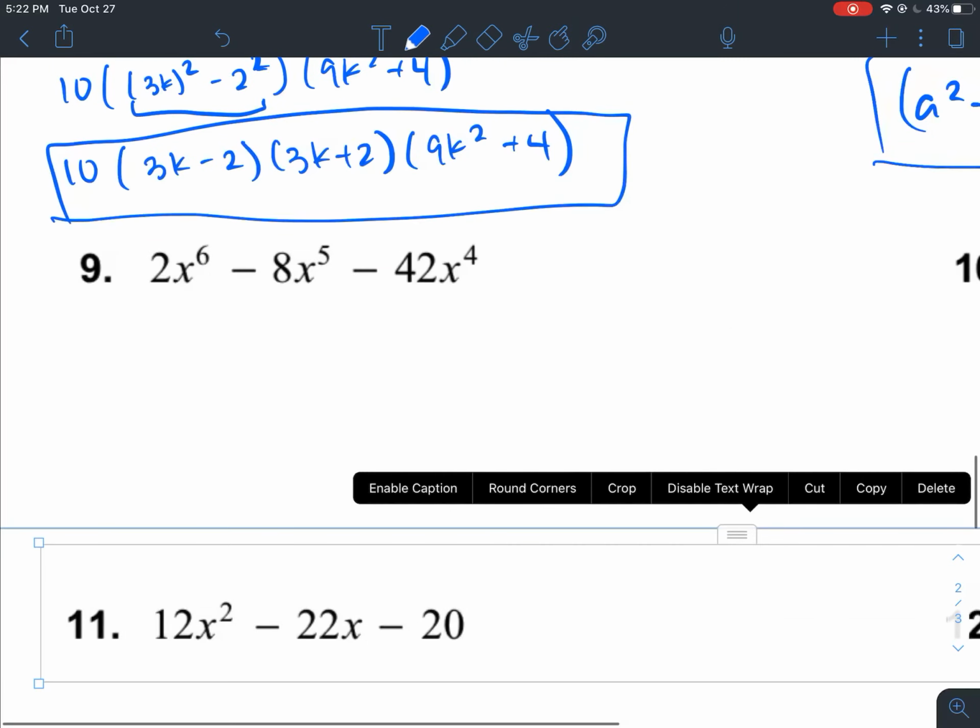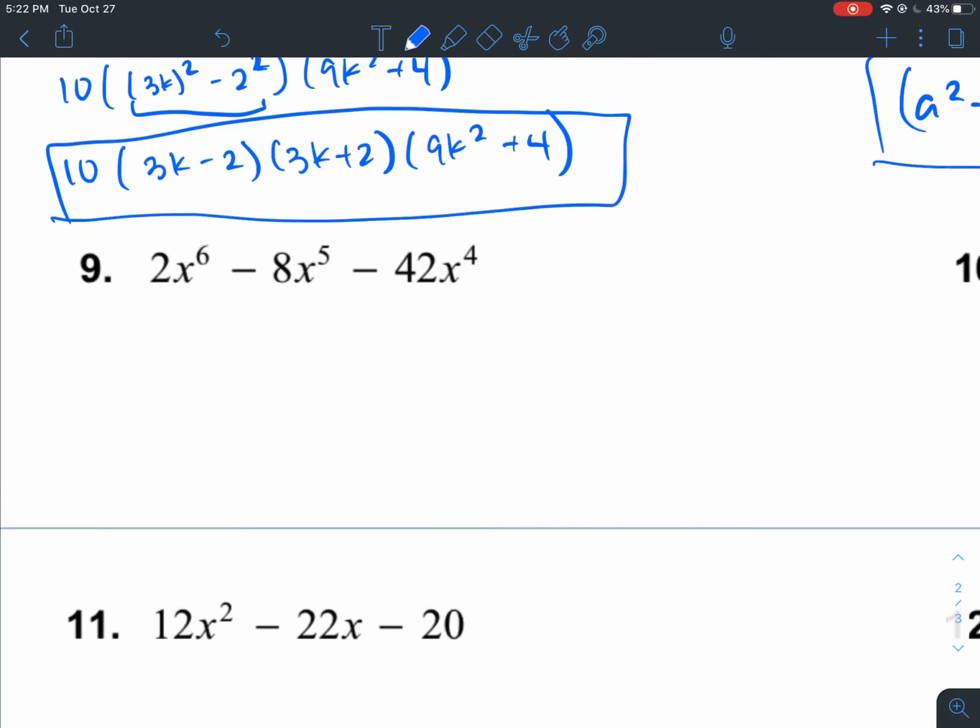So for number 9, I have 2x to the 6th, 8x to the 5th, 42x to the 4th. Well, first thing I can do is all of these are divisible by 2 and by x to the 4th. So I'm going to take out a 2x to the 4th power, and left behind I'll have x squared minus 4x minus 21. Okay, so this one should be pretty straightforward.